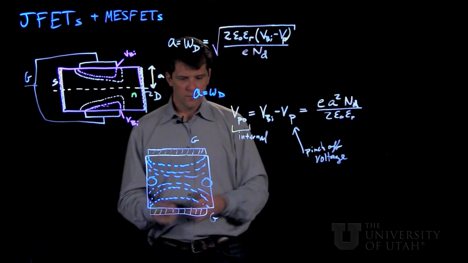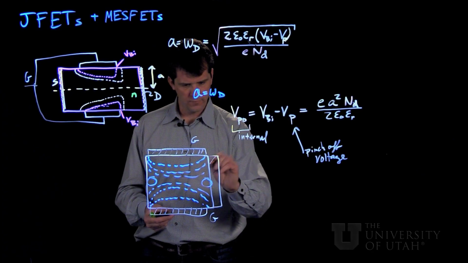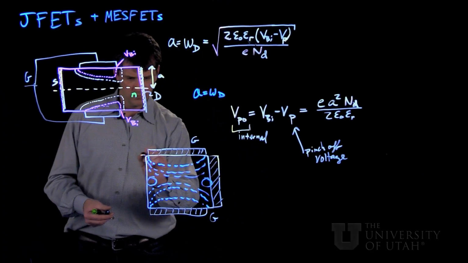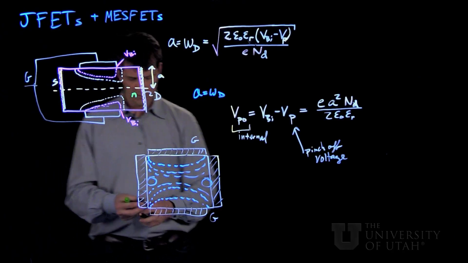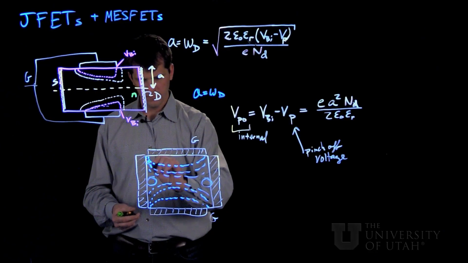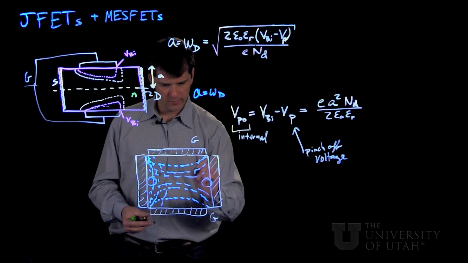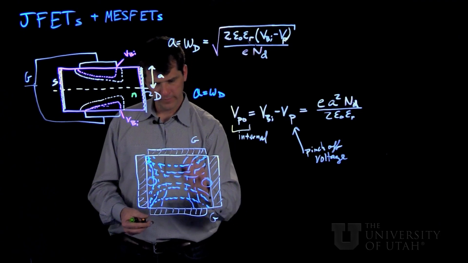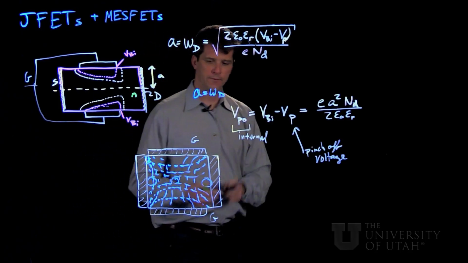So what if we could make an improved structure where we wrapped the entire channel all the way around in the gate? Then we'd have pinch off happening from all four sides at once. And the last part to pinch off would be the center.